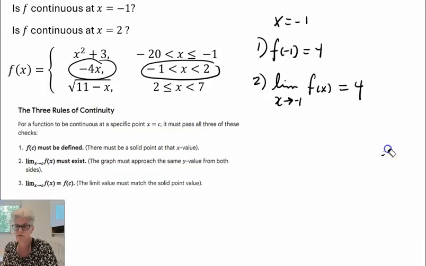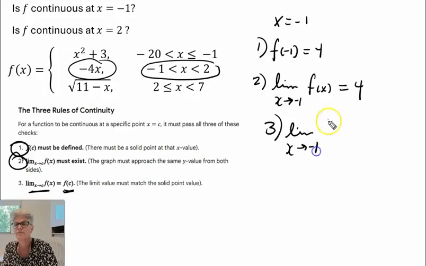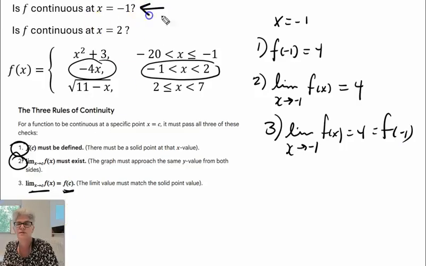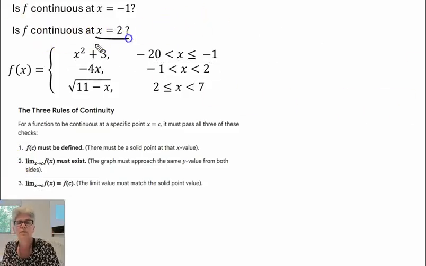And now let's look at what the third condition says. The third condition says that what you got in answer 1 has to be the same as what you got in answer 2, and they both must exist. So we have that this limit was in fact 4, which was what f evaluated at -1 was. So the answer to this question is a resounding yes, it is continuous at -1. All right, now what about here?